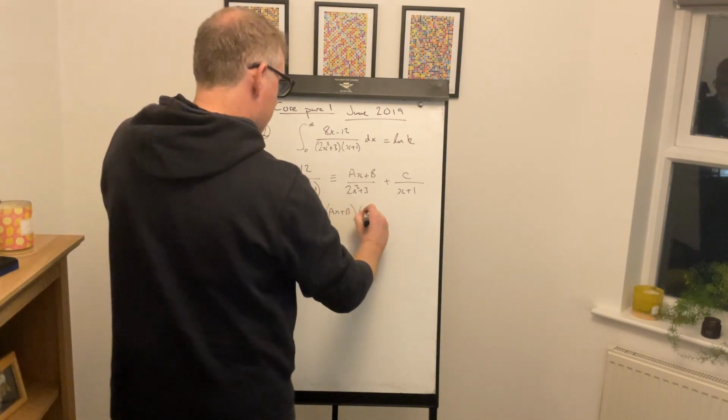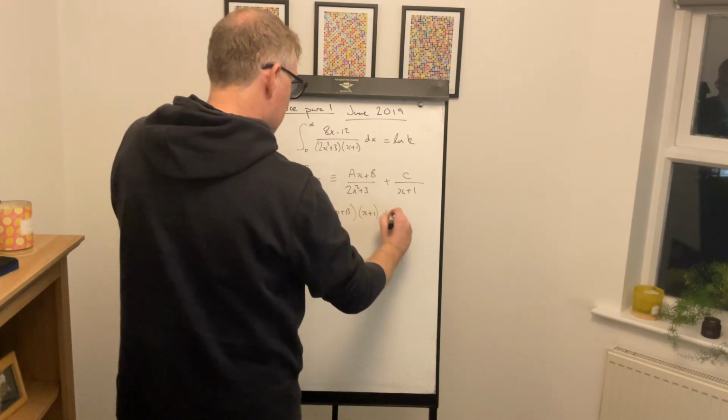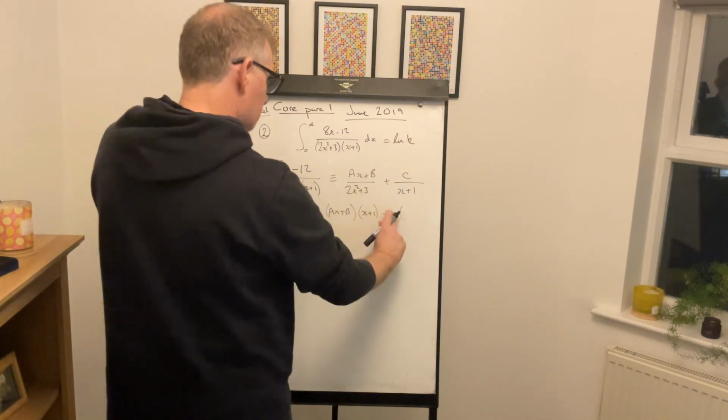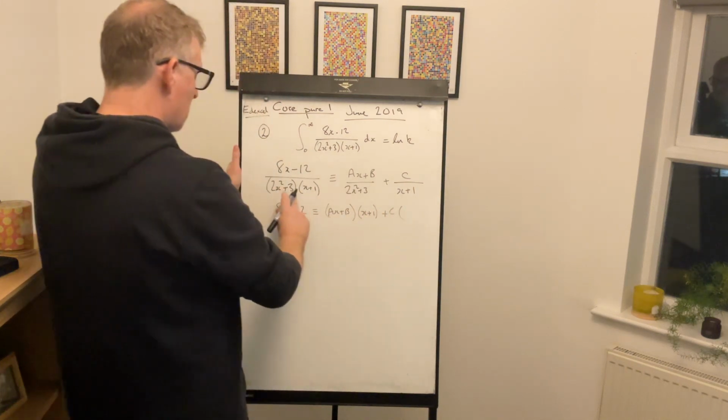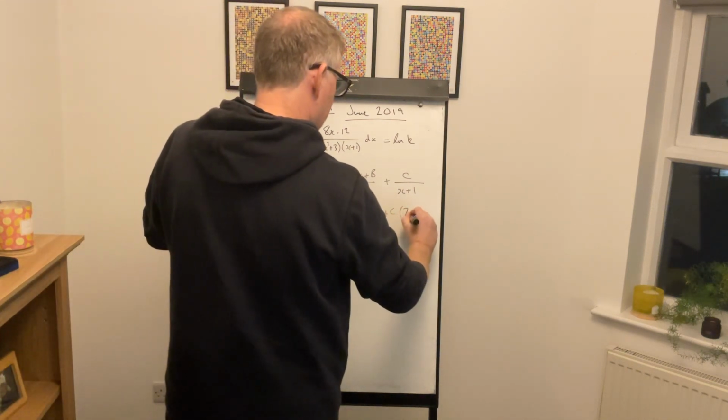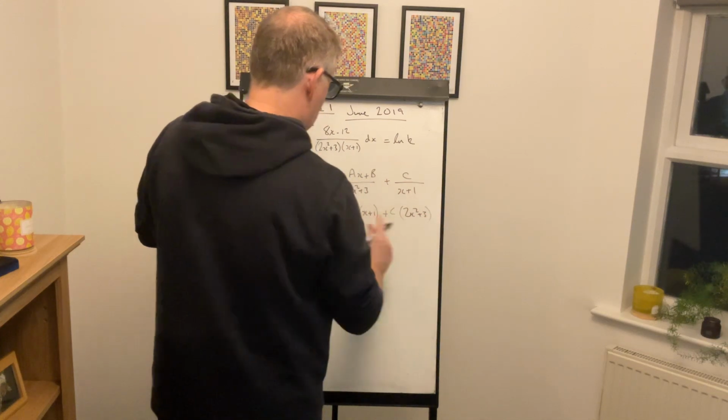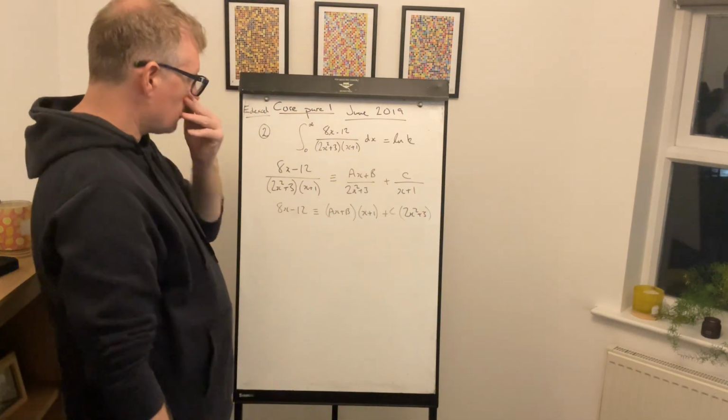So multiply those over, and now we're at 8x minus 12 is identical to ax plus b times x plus 1 plus c times 2x squared plus 3, with the cancelling that goes on when you get to there.